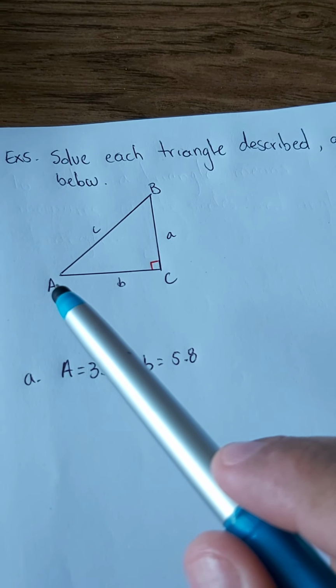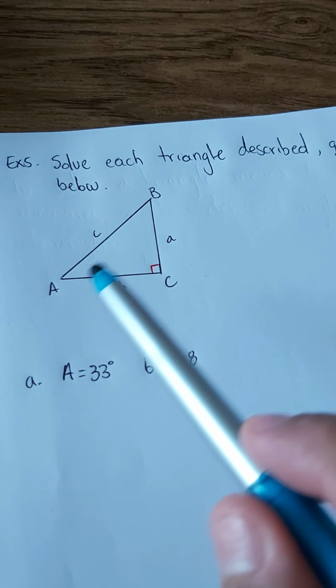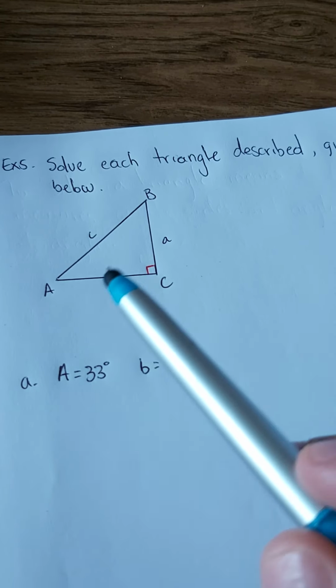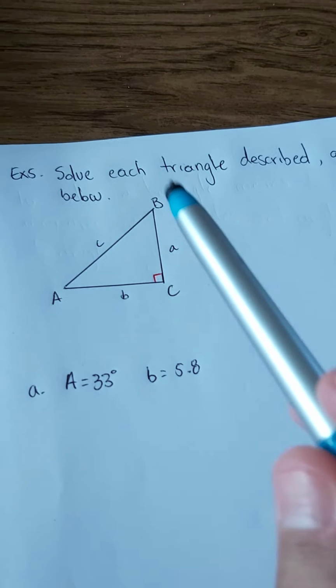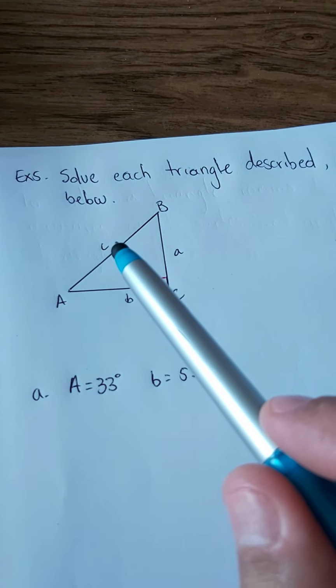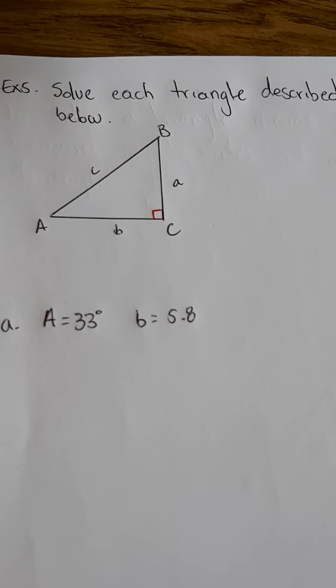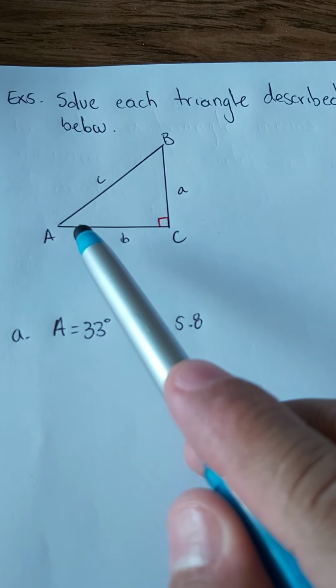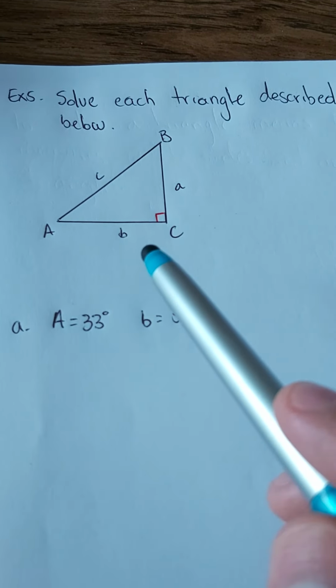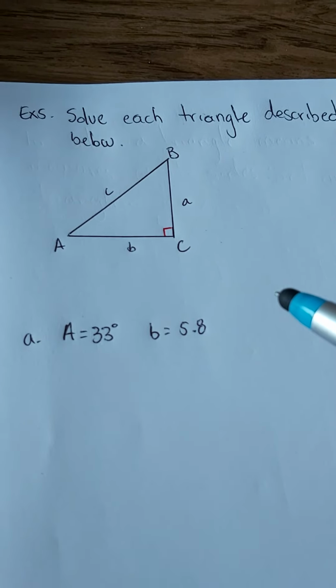Remember that we call the sides opposite to their angle. So if this is angle A, side A, angle B, side B, angle C, side C. In this case, side C is the hypotenuse. Notice all the information given is angle A, it's 33 degrees, and side B is 5.8.